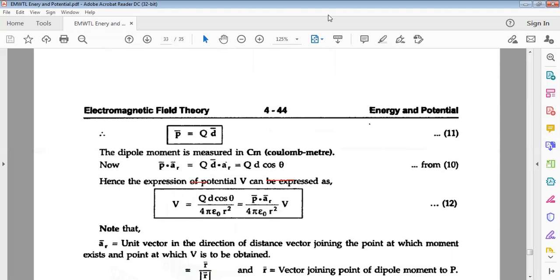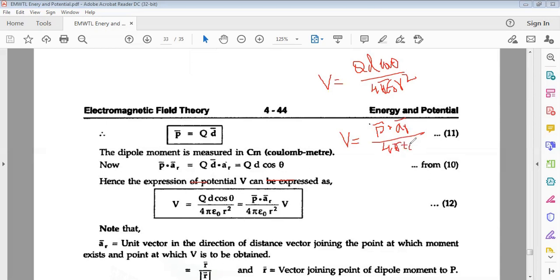What is the potential we got? V is equal to q d cos theta whole divided by 4 pi epsilon naught r square. Now we got q d cos theta as the dipole moment P. So V is P bar dot ar bar whole divided by 4 pi epsilon naught r square, in volts. P bar dot ar bar means the total q d cos theta. Understood, my students?